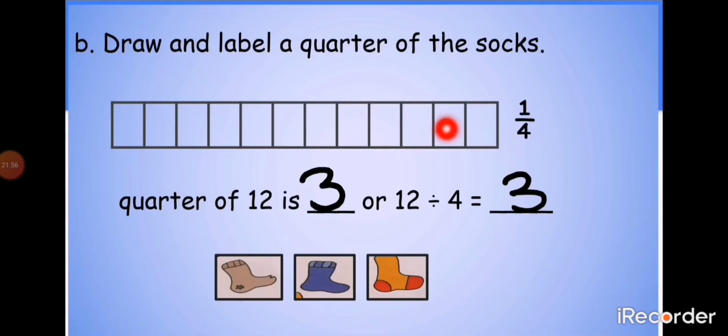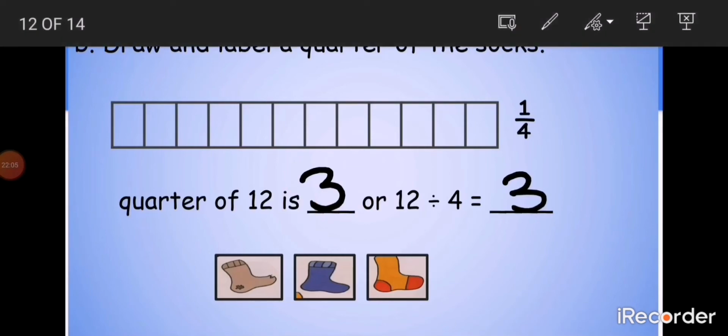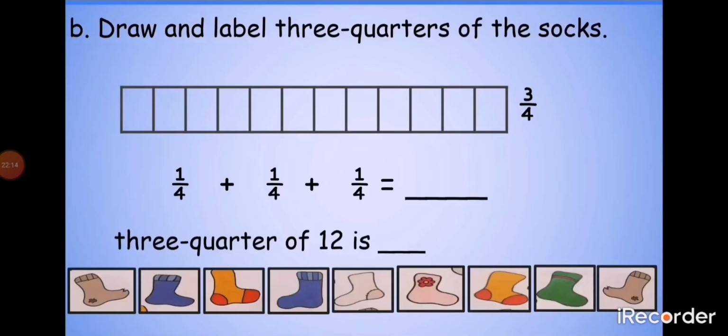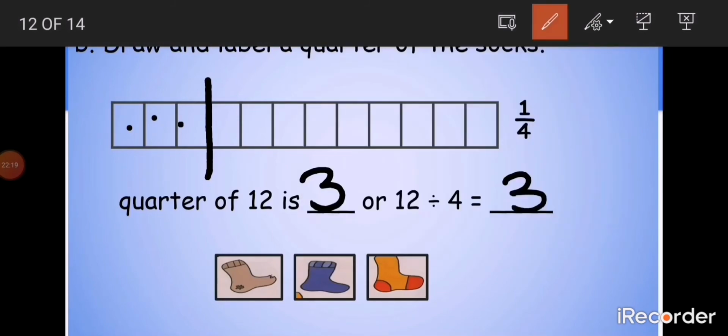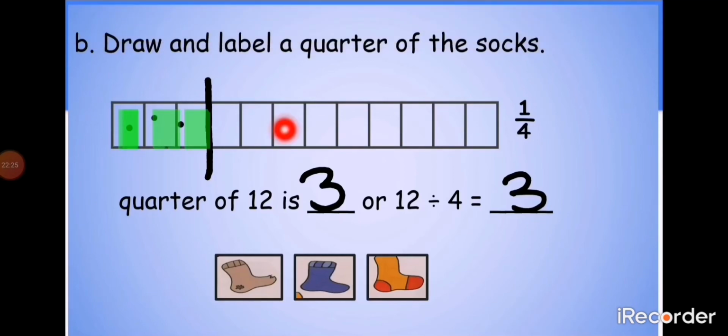Now look at the strips. Again 1 quarter. So in 1 quarter there are 3 squares. So what we will do? We will count the 3 boxes, 1, 2, 3, and color them. First I am going to mark it. Now I am going to color them. Now I am using the color 1, 2, 3. I have colored 3 boxes. So quarter of 12 is 3.